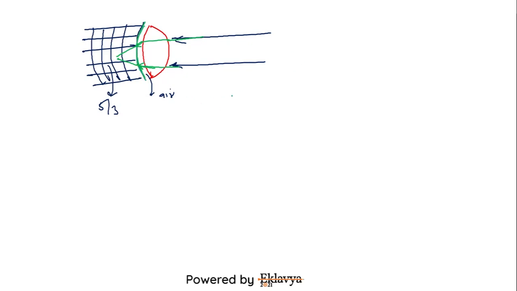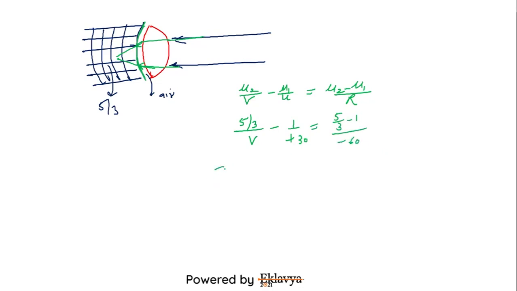I'm going to use mu 2 by v minus mu 1 by u is equal to mu 2 minus mu 1 by r. Mu 2 will be 5 by 3. V is what we want to find out. Mu 1 will be air. U will be plus 30, equal to 5 by 3 minus 1 upon the radius, which will be minus 60. So this becomes 5 by 3v is equal to 2 by 3 divided by minus 60, and this becomes plus 1 upon 30.